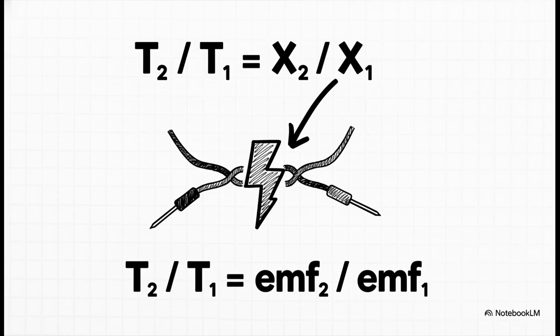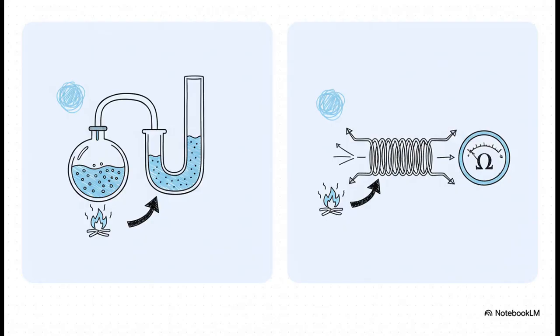And look at that. You can see how our master formula just clicks right into place. We just swap out that generic X for our new property, EMF. The core logic, the fundamental relationship, doesn't change one bit. The temperature is still directly proportional to the voltage we measure. And it doesn't stop there.